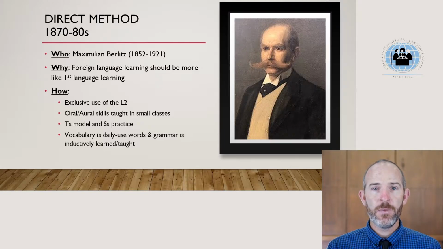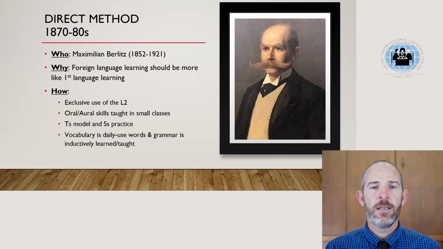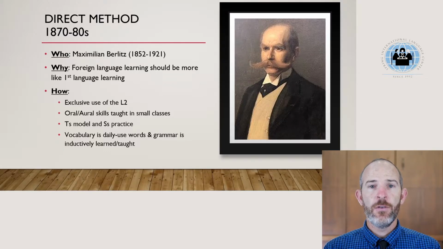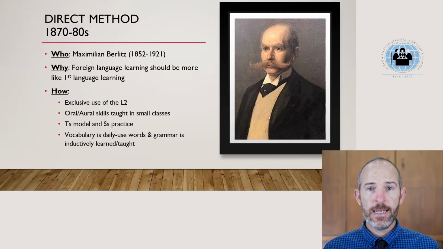Maximilian Berlitz was a German educator living in the United States in the late 1800s, into the early 1900s. As a teacher, he was teaching French in a classroom. He got sick, and it was bad. He was absent for 6 weeks, and he needed to find a substitute teacher that could come in and continue to teach his classes until he was able to come back.